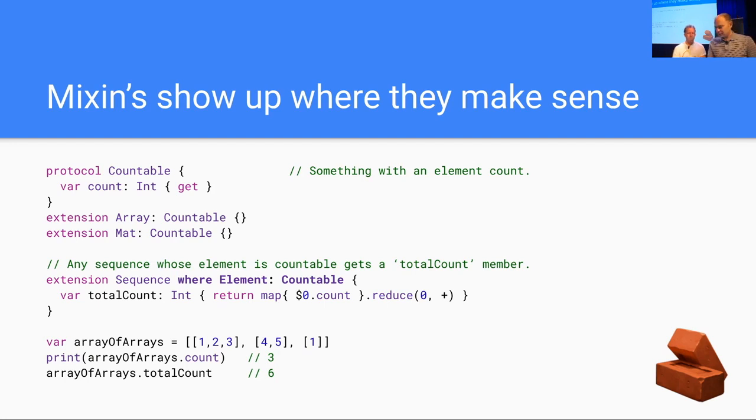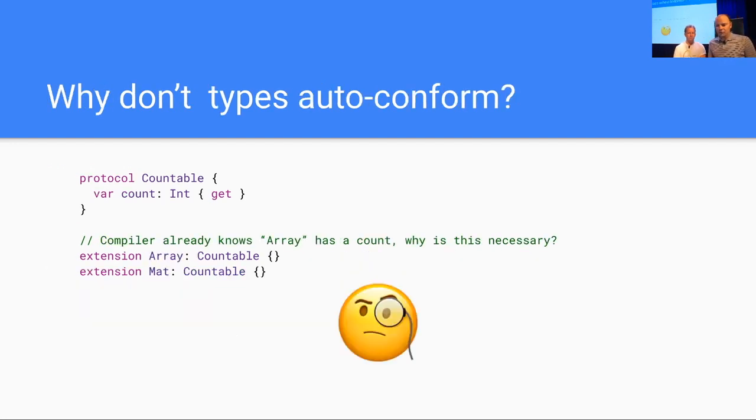Yeah. So I want to address one weird thing here and give you something to think about. You might wonder, okay, Jeremy wants to know all the countable things. We have arrays and we have Mat, and we have to say that they are countable. But the compiler knows whether it's countable or not. If you try to make something countable and it doesn't have a count method, the compiler will complain to you. So why do we have to do this?